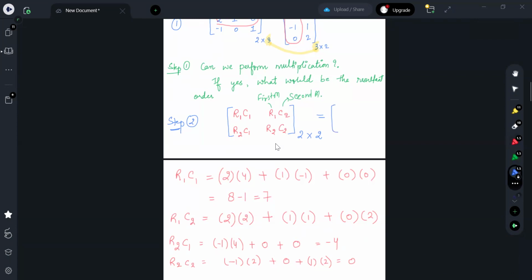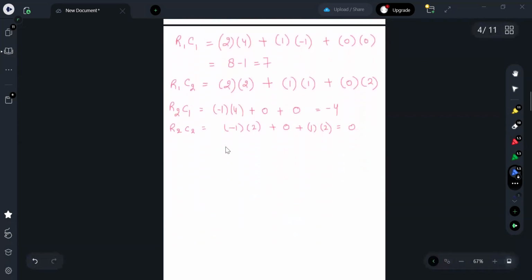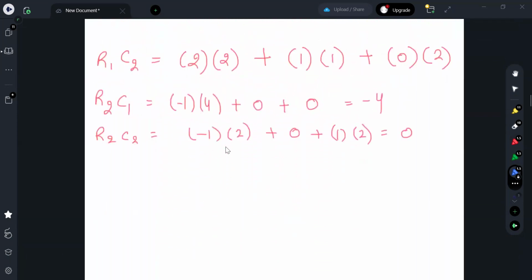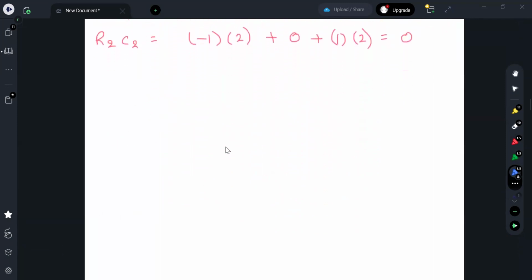There you go. So the first entry is 7, second entry is 4 plus 1, 5. This is -4, this is 0. And this is my product. There you go. You can repeat the same process for bigger matrices. Add as many steps as you like, as long as you're comfortable with matrix product.